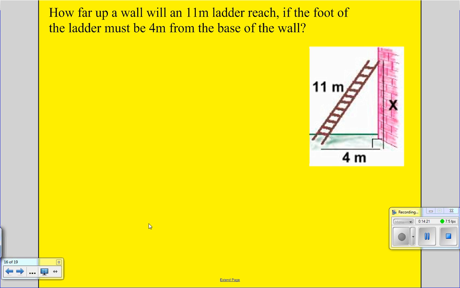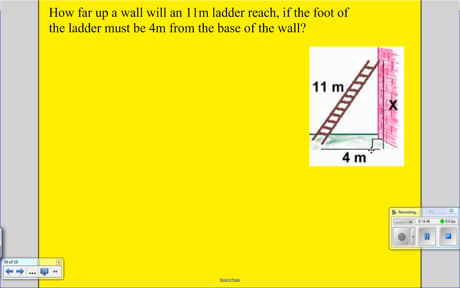We'll do one more example. How far up a wall will an 11-meter ladder reach if the foot of the ladder must be 4 meters from the base of a wall? So we'd have to draw a picture of this if we didn't already have a picture. And we know that we've got 4 meters here at the bottom. The ladder is 11 meters long and it's resting up against the wall. And then we're trying to figure out how far up will that reach.